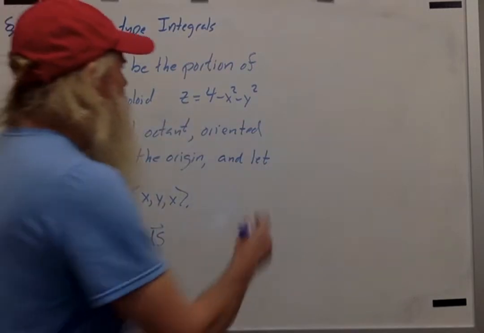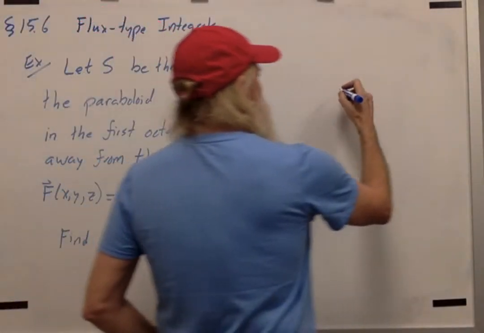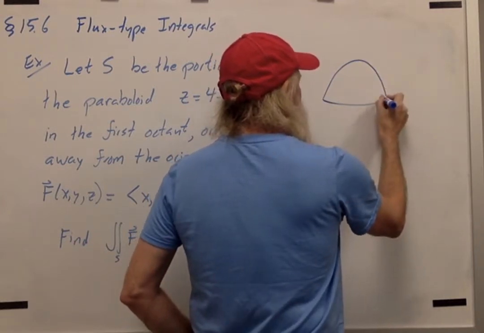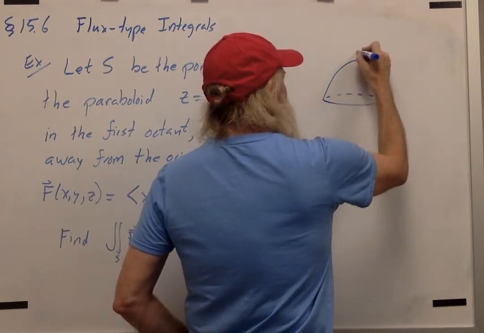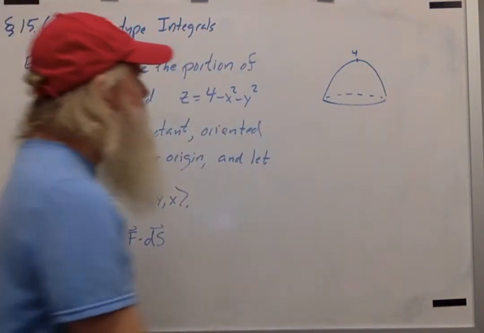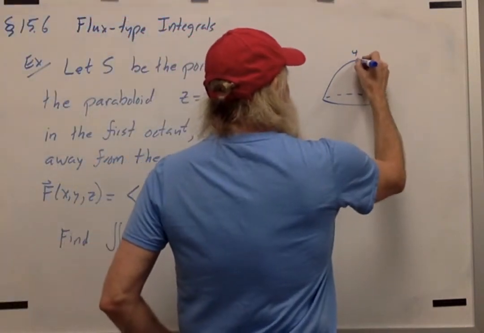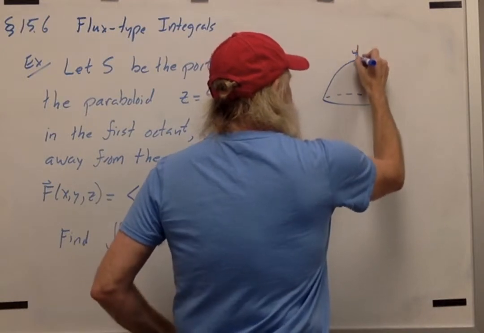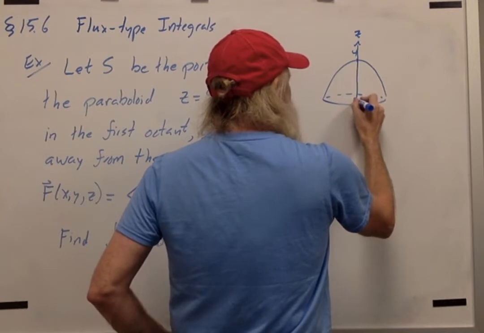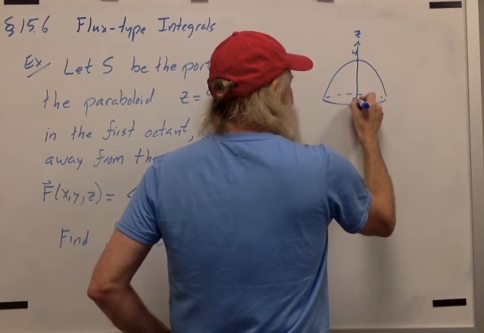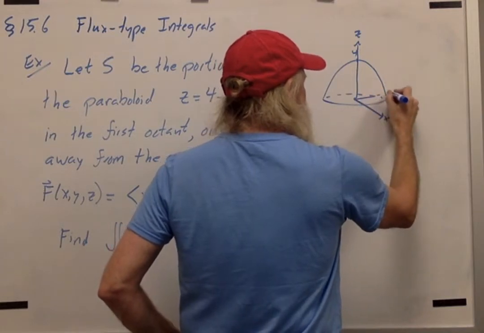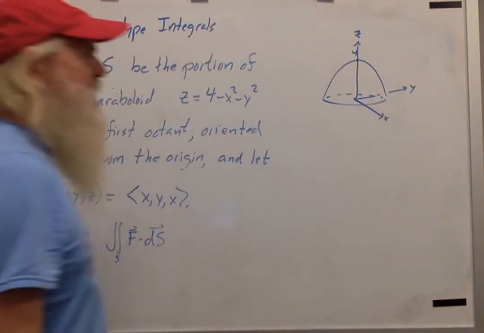So the paraboloid, z equals 4 minus x squared minus y squared, is a downward turned paraboloid which goes up to 4 on the z-axis. So if I drew my axes in, my z-axis would be this way. And I'm going to use a slightly different orientation. I'm going to put my x-axis in this direction and let y go kind of back this way a little bit.